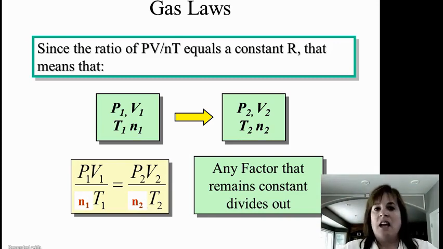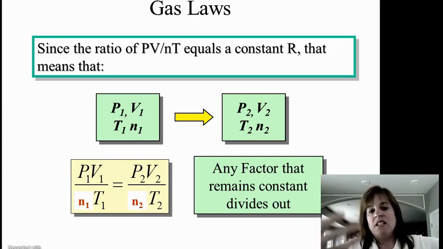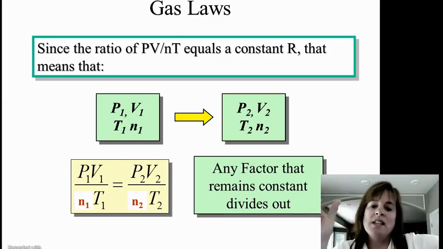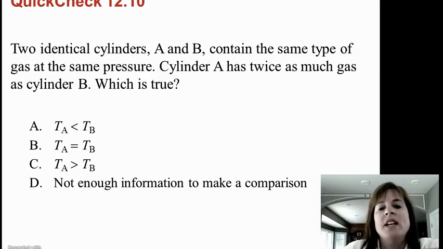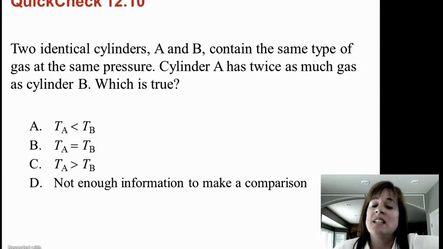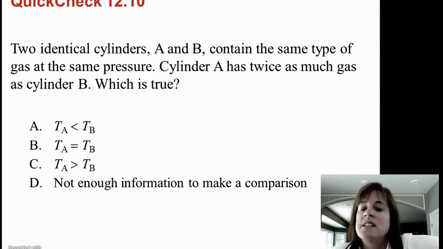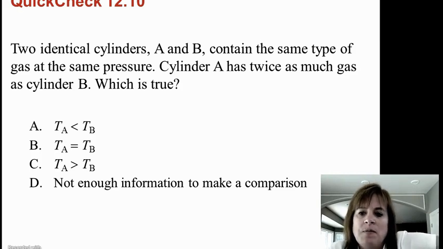But because these things have to stay constant, I can use the ideal gas law to look at equalities between different conditions. So let's ask some questions. I have two identical cylinders, A and B, and they contain the same type of gas at the same pressure. Cylinder A has twice as much gas as cylinder B. So what must be true about the temperature? Pause the video and see if you can figure this out.